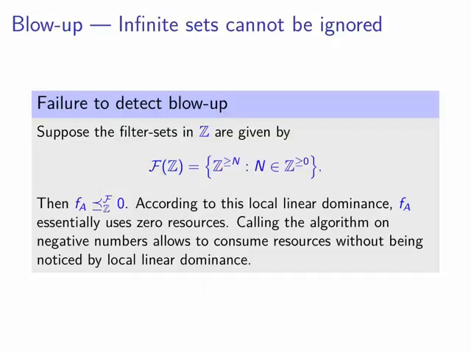So suppose the filter sets in Z are given by these traditional filter sets with the right half spaces. Then we get that the cost function of A is locally linearly dominated by 0. So according to this local linear dominance, the algorithm essentially uses 0 resources. So calling the algorithm on negative numbers allows us to consume resources without being noticed by local linear dominance.